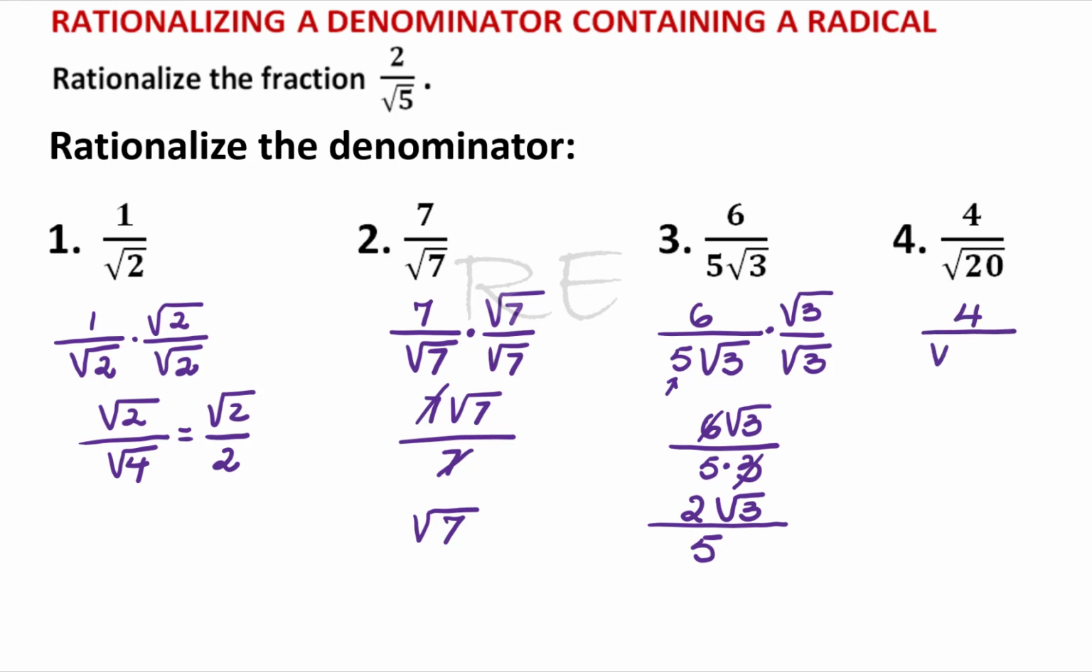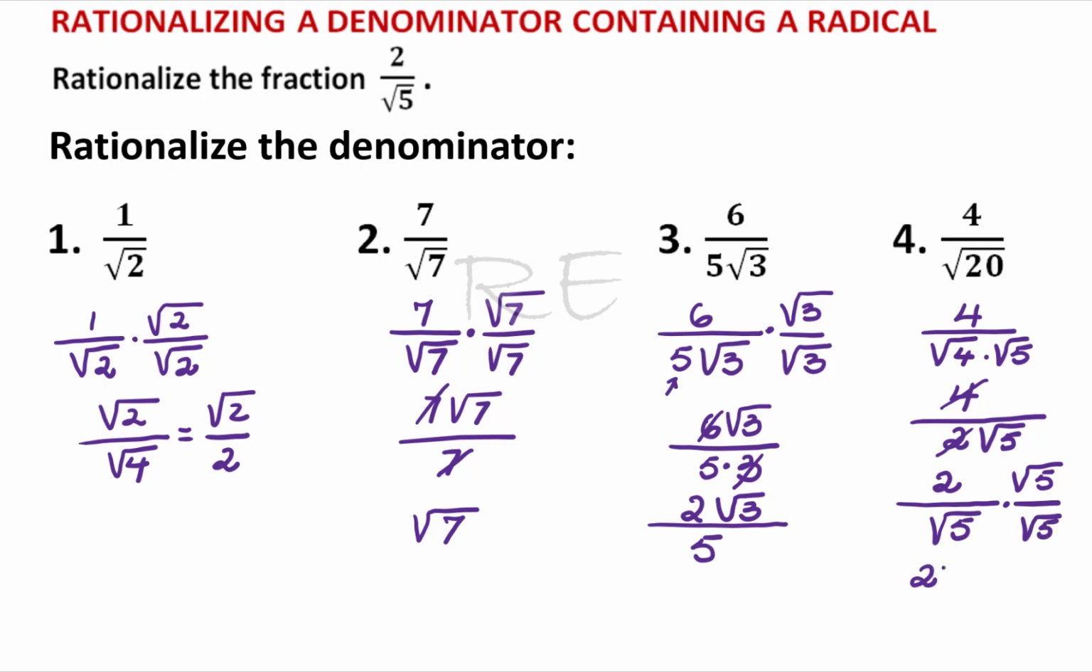We're going to simplify before we rationalize. Square root of 20 is square root of 4 times square root of 5. So we get 4 over 2 square root of 5. 4 divided by 2 is 2. Therefore, our problem is 2 over square root of 5. Now we multiply by square root of 5 over square root of 5. We get 2 square root of 5 divided by square root of 25, which is 5. 2 square root of 5 over 5 is the answer.